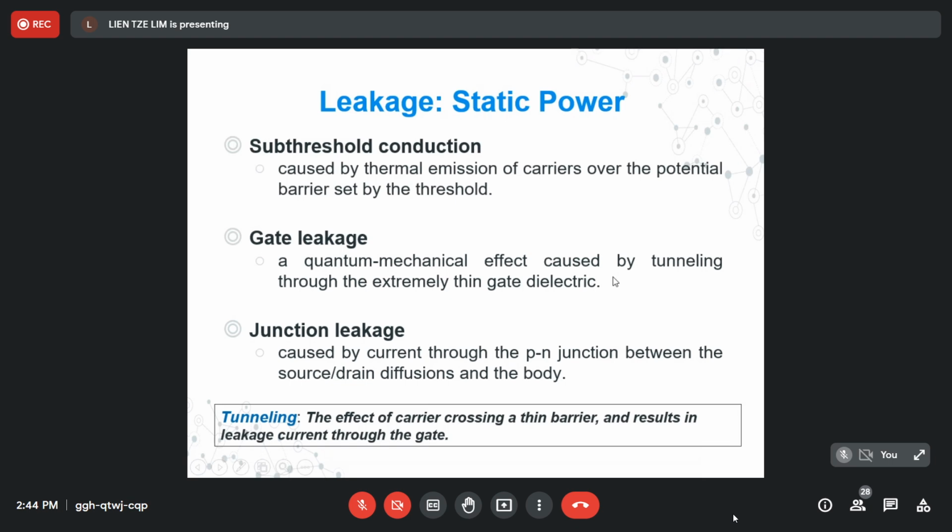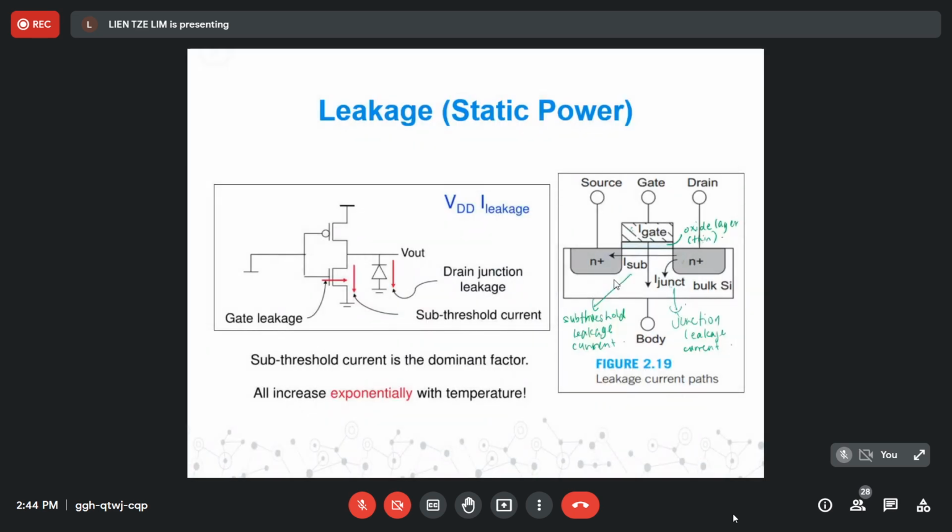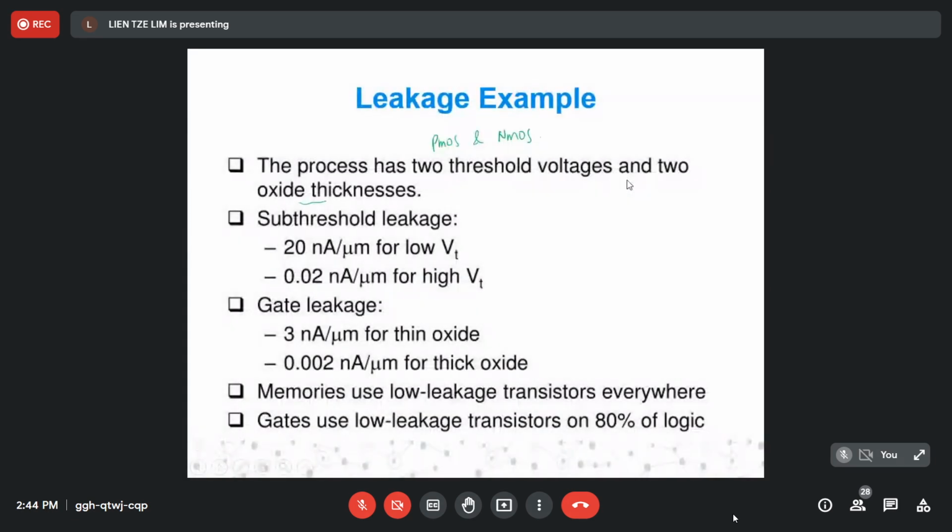Not transmit. There is some carrier emission if a certain potential is achieved. But anyhow, what I want to mention here is the thickness of the oxide that is referred to this one. Just now I mentioned the thickness of the oxide, so it will cause some leakage current, and then the subthreshold leakage. This is about the values for different levels of the threshold voltage.